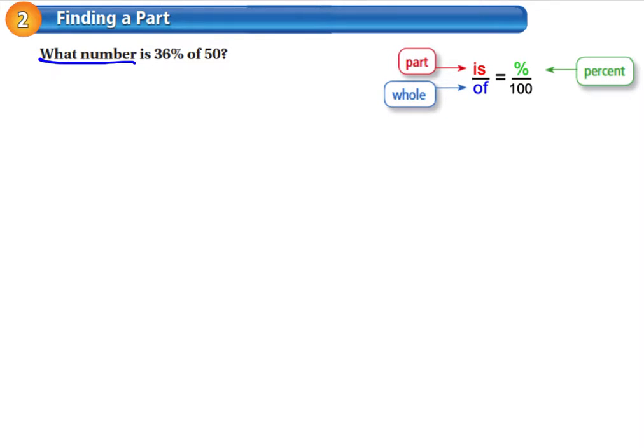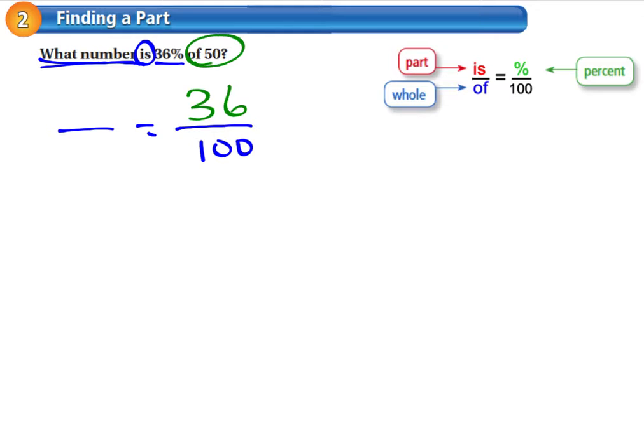Okay, next example. What number is 36% of 50? Write your fraction equals fraction out of 100. 36% will go 36 per 100. Of 50 is the whole amount. So the whole would be 50. And then our unknown part amount, I'm going to use W for what number. I could also use an A. That's what the setup in the book uses, A for part, instead of P for part, because P is used for percent.